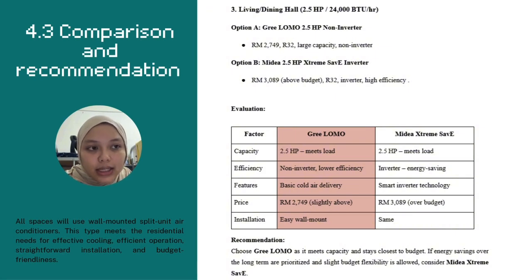The Media inverter unit is more efficient but exceeds the budget at RM3,089. So our recommendation is the Gree Lomo 2.5 HP non-inverter because it meets the required cooling load and is the most affordable viable option. However, if long-term energy efficiency is the priority, the Media unit may be considered if budget allows.